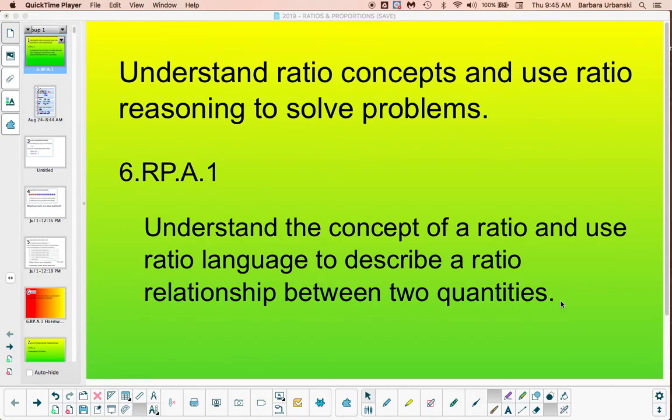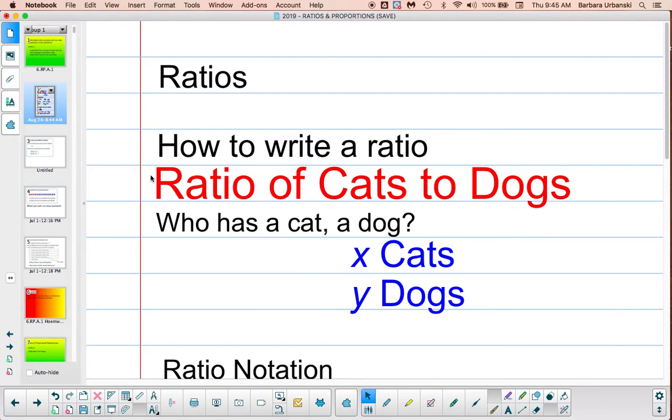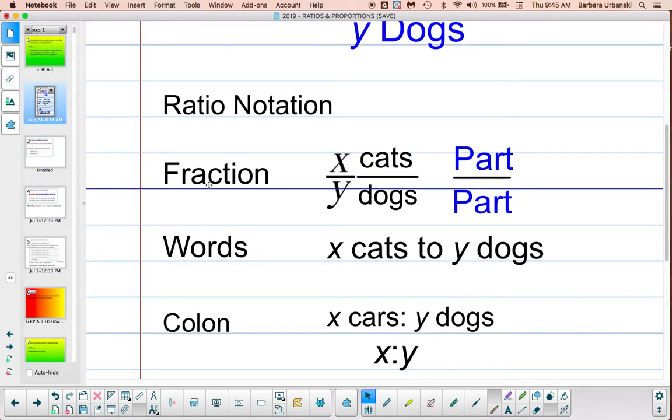Okay, we are going to start with understanding ratio concepts and use ratio reasoning to solve problems. So, what that actually means is the first thing that we need to do is just to understand what a ratio is. A ratio is a comparison of two numbers. You can write a ratio as a fraction, which is going to be at this point a part to part. You can write it using words where you'd say cats, the word two, and dogs. And you can use a colon, which looks like two periods, and you can compare.